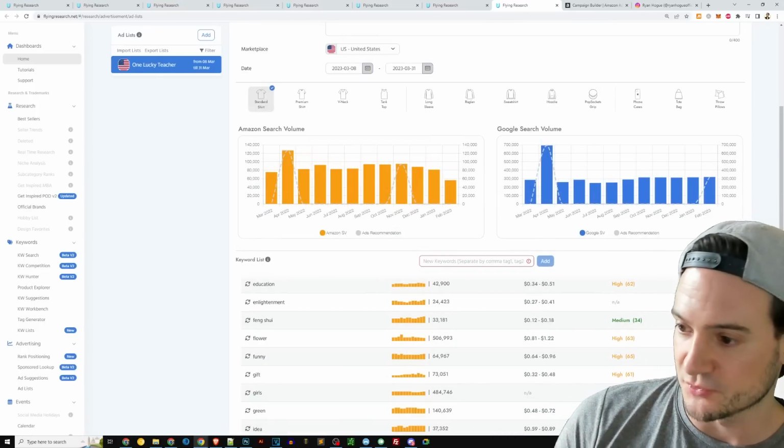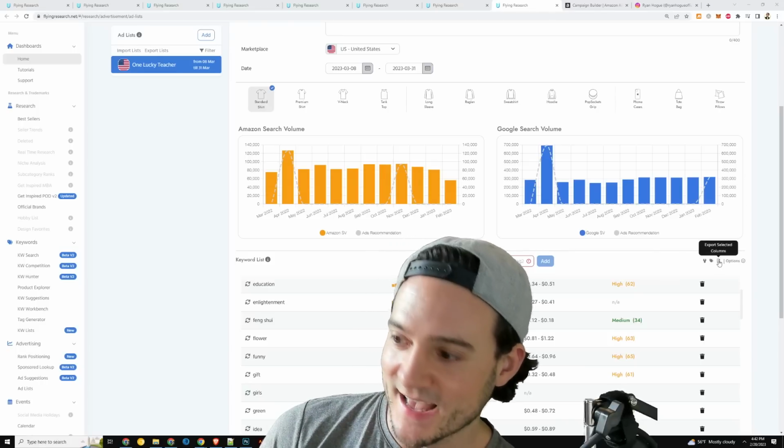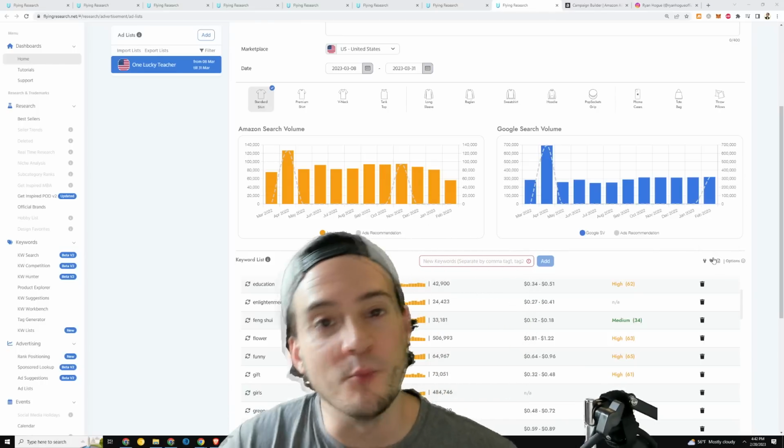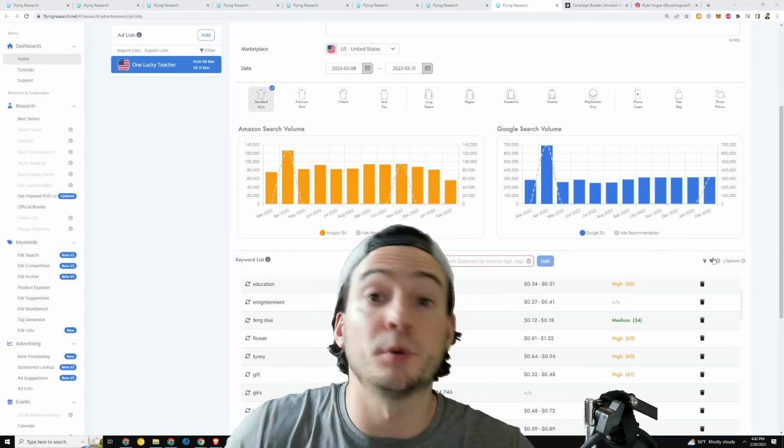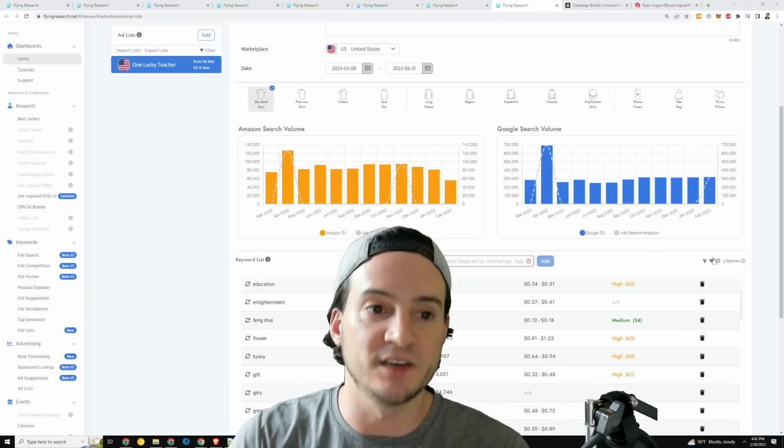There's an export button. I just realized my head is blocking it. If I move myself, there's an export button right here as well. So it's basically your new home base for everything keyword related for print on demand in general, whether or not you run ads. Okay, hopefully I did a good job conveying this.